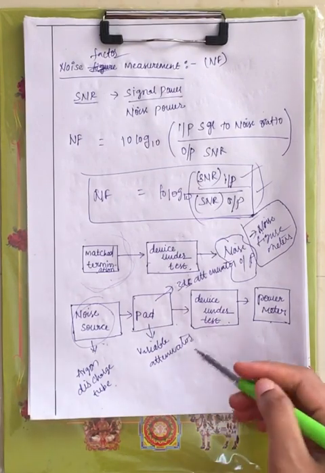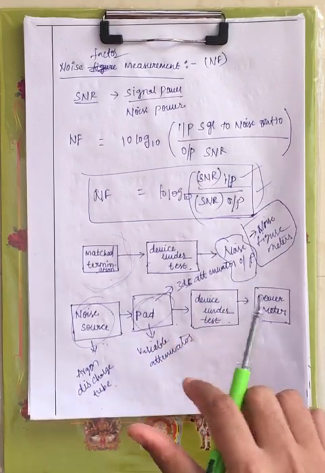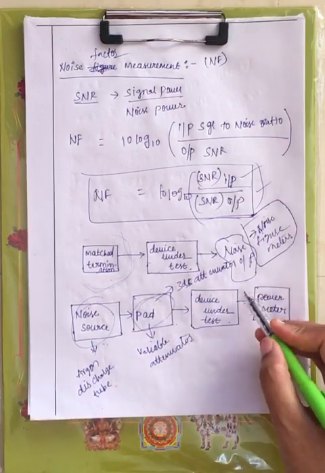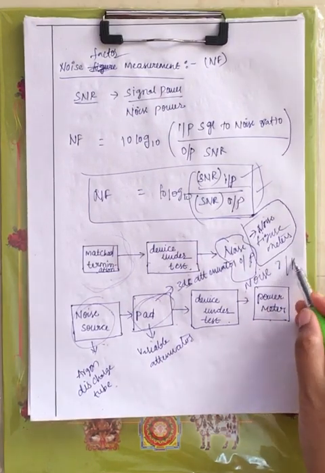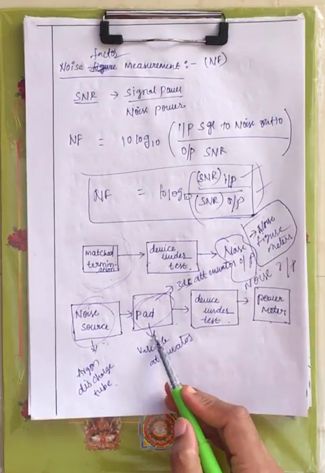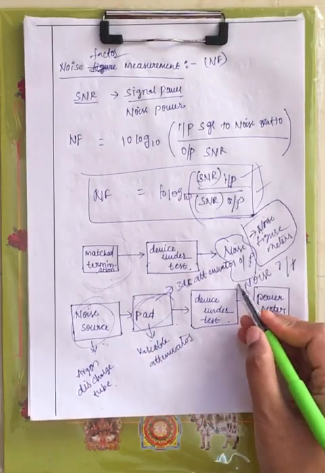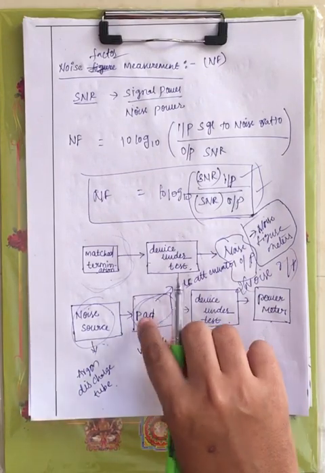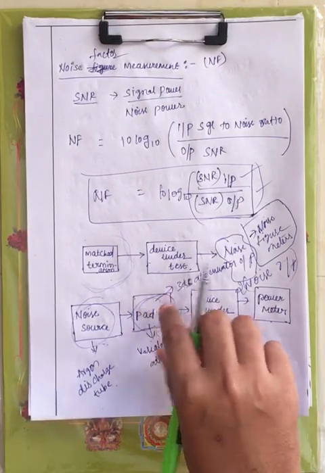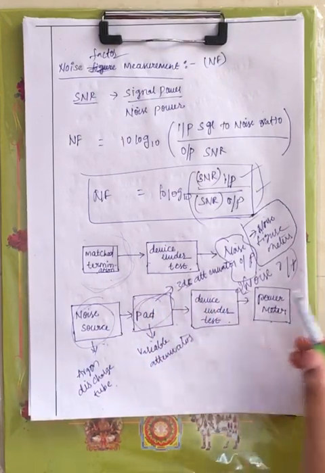Now here what you have to do is adjust this attenuation. That means you have to vary this attenuation, right? Here you will get the noise output. You have to adjust this attenuation to get twice the noise output, right? Here you have to vary the attenuation until the noise output is double, right?